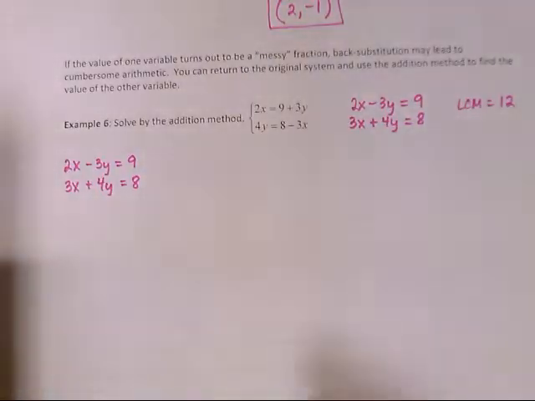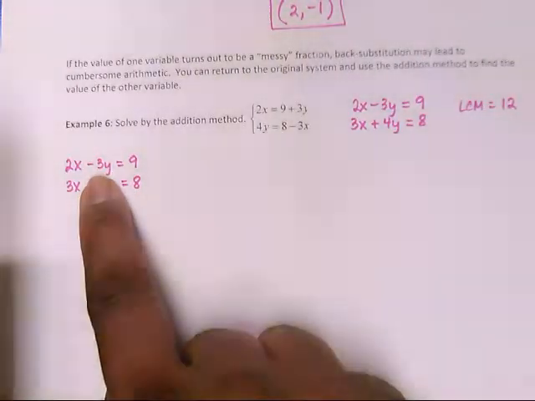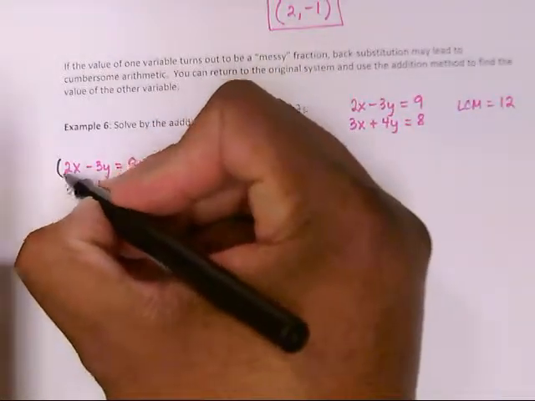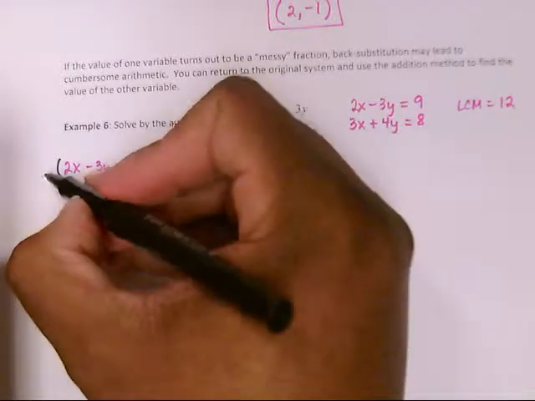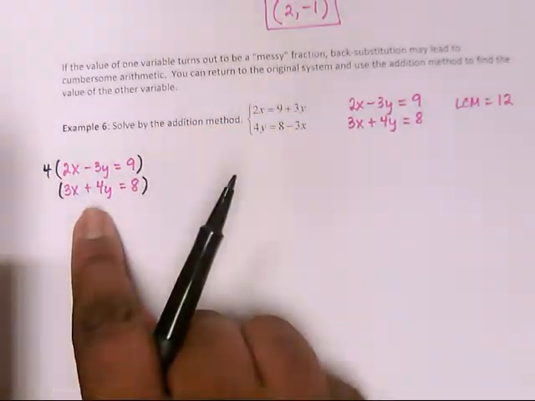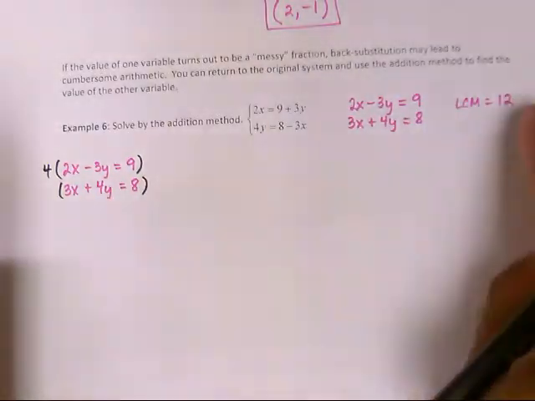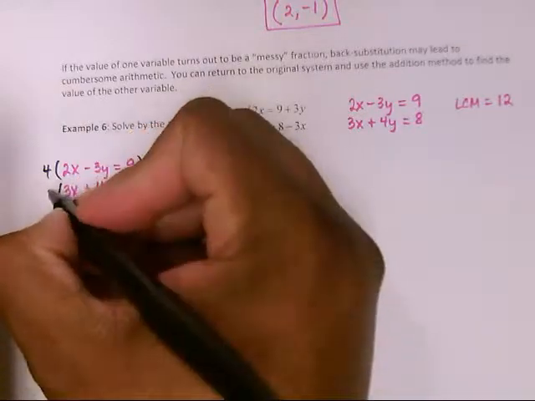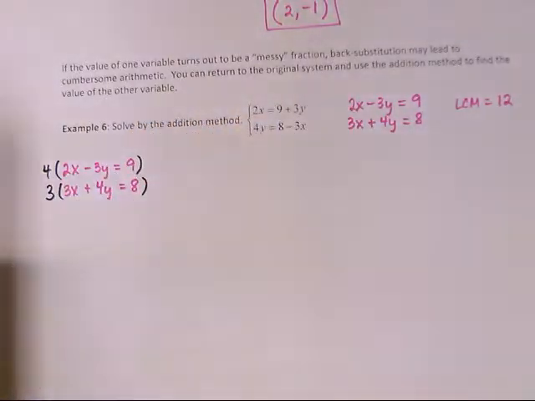So for the first equation, if I want to make that minus 3y a minus 12y, I need to multiply that first equation by 4. And for the second equation, if I want the plus 4y to be a plus 12y, I need to multiply that bottom equation by 3. Okay?